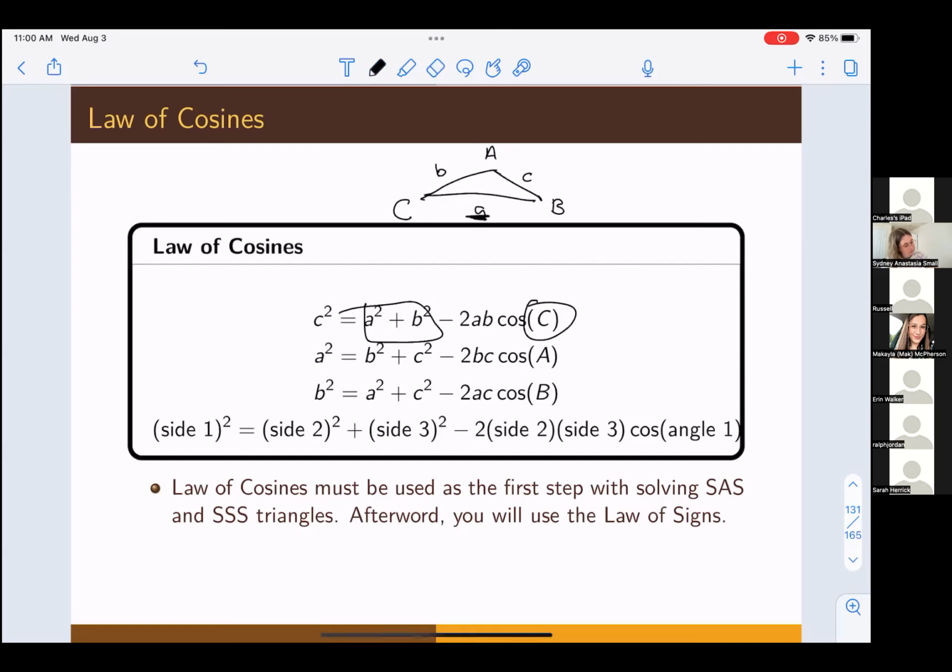We'll know 2 side lengths and the angle between them, and the angle between them will always be the opposing angle. So you'll know those 2 sides and then the opposite angle from the side we don't know. So this will always, always, always be the first step when we are solving side angle side and side side side triangles. So let's try some examples of that and see what that looks like.